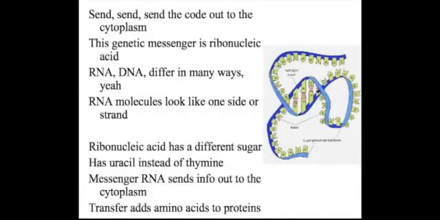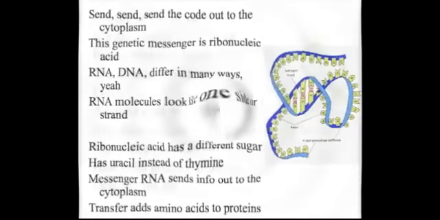Send the code out to the cytoplasm. This genetic messenger is ribonucleic acid. RNA, DNA differ in many ways. RNA molecules look like one side of strand. Ribonucleic acid has a different sugar and uracil instead of thymine. Messenger RNA sends info out to the cytoplasm. Transfer amino acids to proteins.